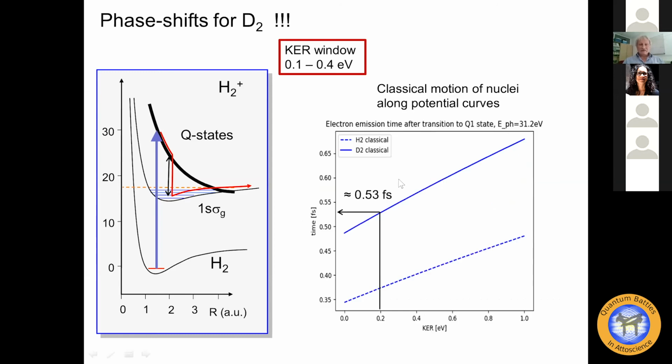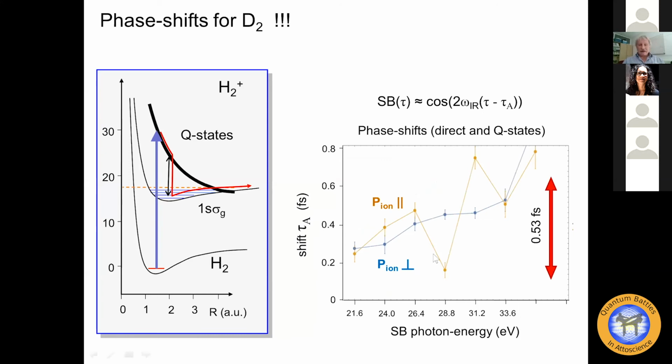So what we did, we calculated just a classical propagation of the nuclear wave packet along the Q states, and looked at what kinetic energy we get for the ions as a function of the lifetime of these doubly excited states. And then you see for the kinetic energy window that we took between 0.1 and 0.4 eV, or let's take 0.2, a time of about 0.5 femtoseconds, 500 attoseconds, for D2. If we do the same experiment for H2, this time is smaller. It's on the order of square root of 2 smaller, roughly. So the interpretation now is that this jump here in the phase might be related to the lifetime of the doubly excited states that we select with our kinetic energy release window.